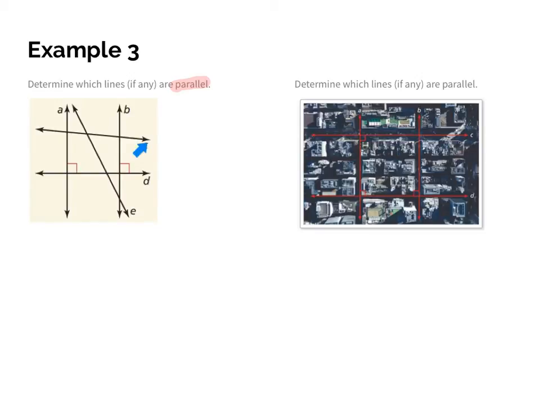I can look at C and D. They also kind of look parallel. But again, based on the angles, I cannot say with certainty that they're parallel. It kind of looks to me like C's got a little bit of downward lean to it, which means eventually it would intersect with D. But what I do want to recognize is A and B.